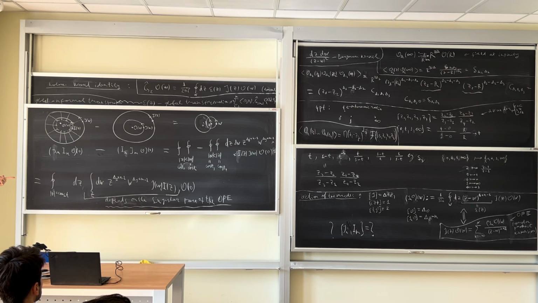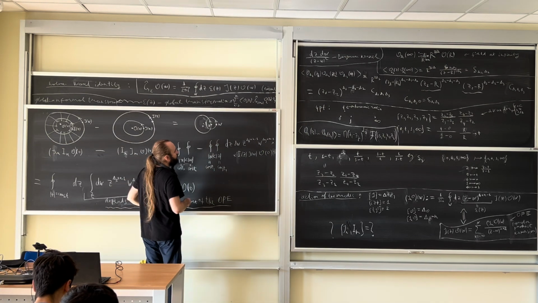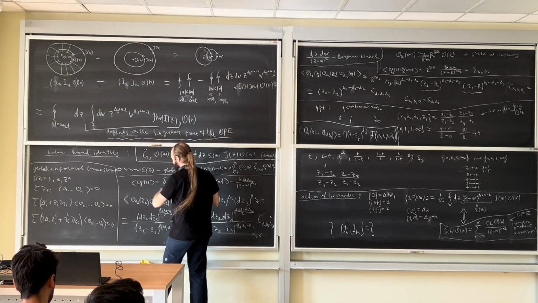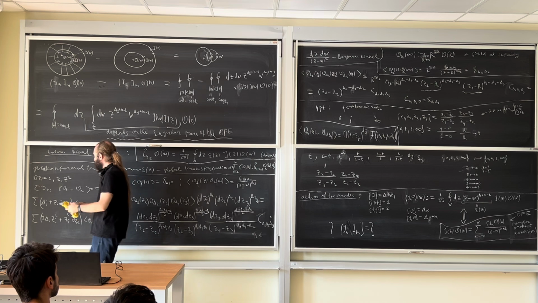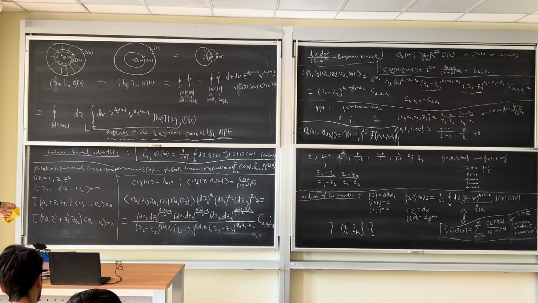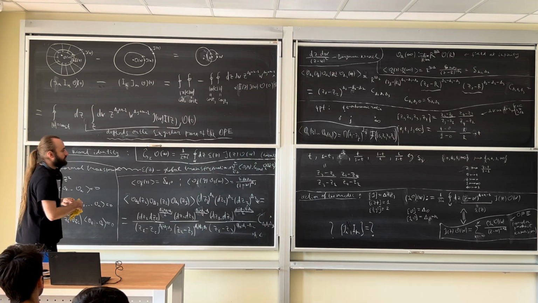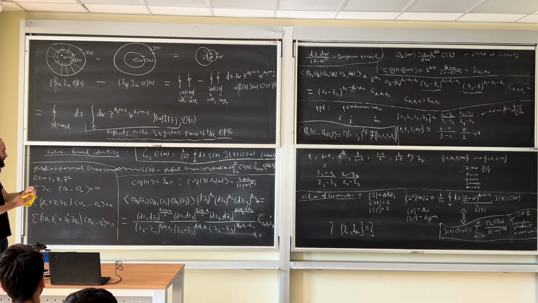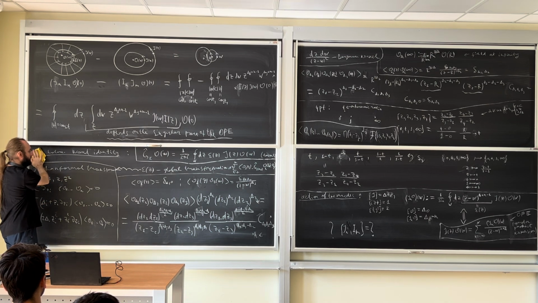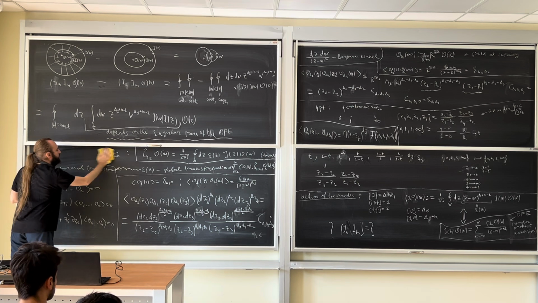So now let us try to apply this for the symmetry we know. Namely, let us say that this J is a U1 current that corresponds to translation symmetry.